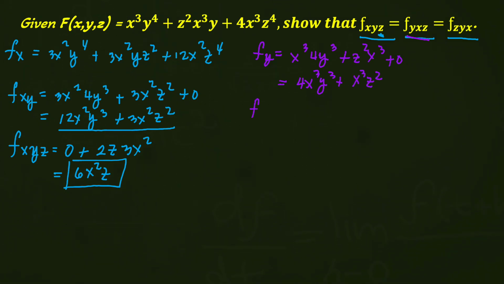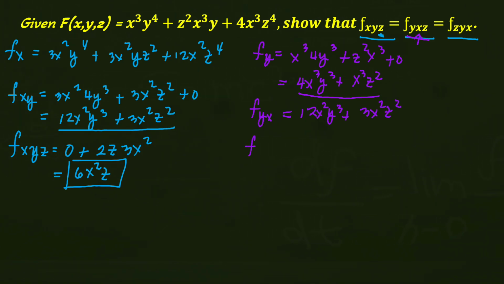And then after that, you will find f sub yx, because in the given requirement here, the next independent variable after variable y is variable x. So this answer here, we will find the partial derivative of that with respect to x. And with respect to x, this will be equal to 12x squared y cubed plus 3x squared z squared.